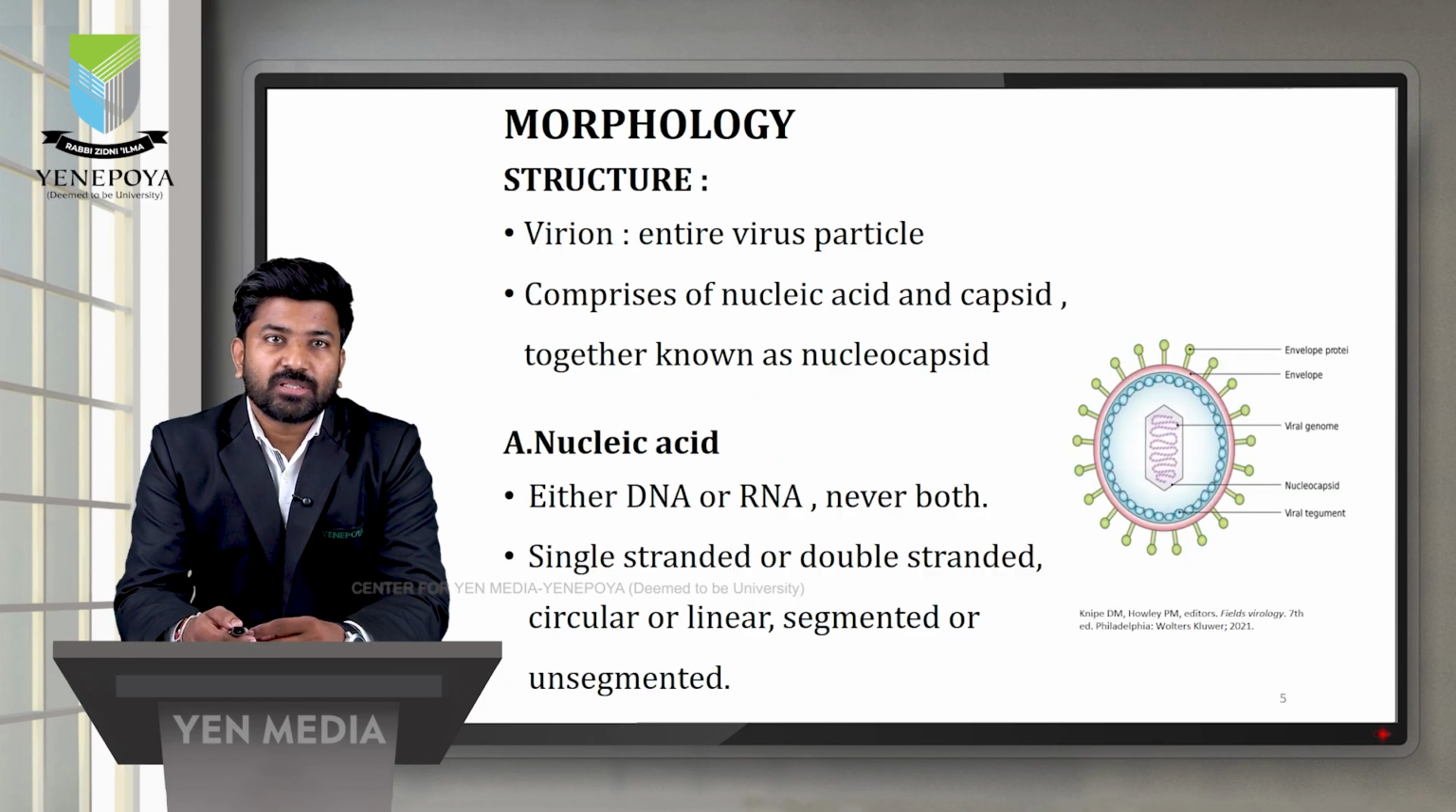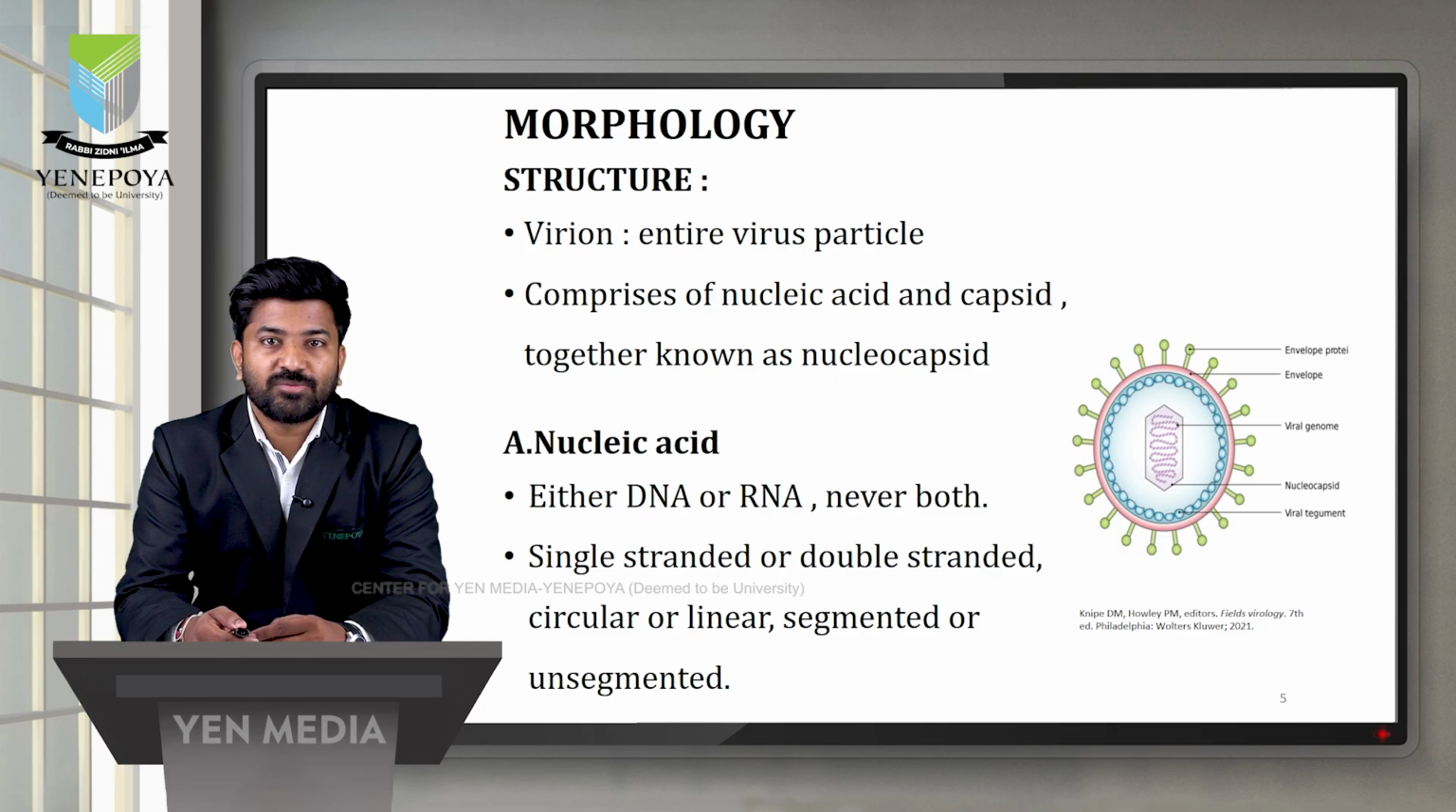The structure of the virus, the entire component together, is called a virion, which comprises the nucleic acid and the capsid, together known as the nucleocapsid. You can see in the picture the presence of the viral genome covered by a component known as the nucleocapsid. Now, if you look at the structure, you can categorize it into three components.